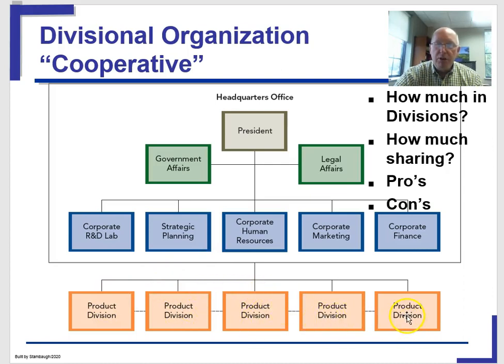In this particular example, they're called product divisions, which means they are divided by product, and that makes sense, and that is typically how it's seen. So this would be a great format for a manufacturing company that had lots of different products, but it also could be for a service company that had a variety of different services as well.